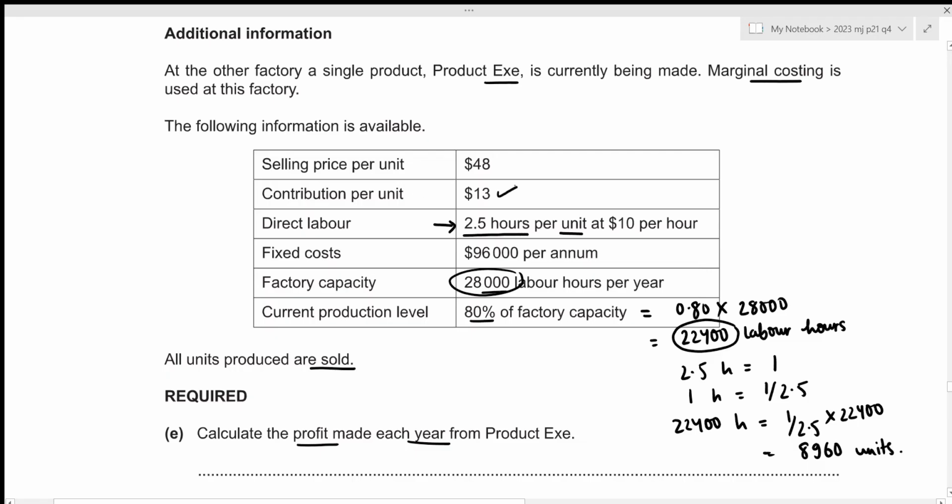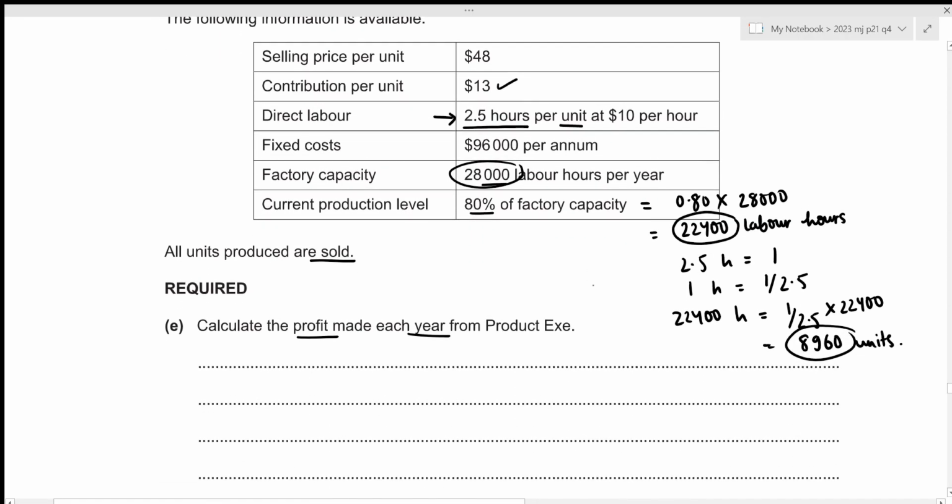Now we're given the contribution per unit, which means that in order to figure out the total contribution, we can just multiply it to the number of units that we just figured out. Okay, in order to figure out the profit, let's create a statement. We'll start with total contribution.